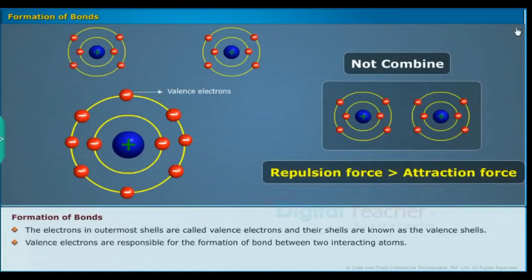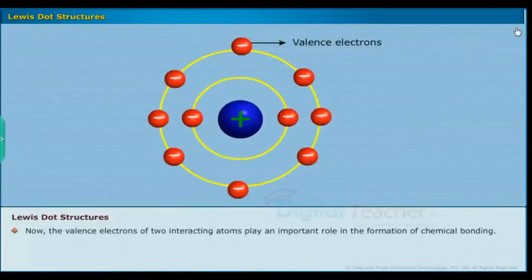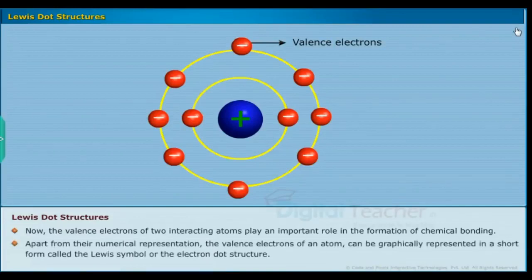After learning about the formation of chemical bonds, now let us learn about their representation through the concept of Lewis dot structures. Lewis dot structures. The valence electrons of two interacting atoms play an important role in the formation of chemical bonding. Apart from their numerical representation, the valence electrons of an atom can be graphically represented in a short form called the Lewis symbol or the electron dot structure.